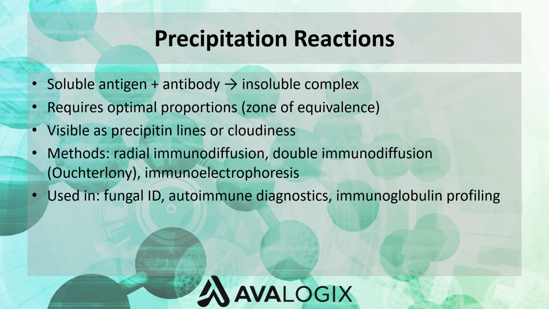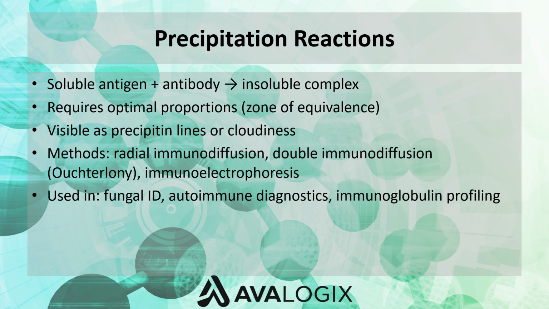The mechanism is based on lattice formation, where the multivalent antibody binds to multiple epitopes on multiple antigen molecules, creating a large network. When the antigen and antibody concentrations are just right, in the zone of equivalence, this lattice becomes large and insoluble enough to fall out of solution. There are several types of precipitation tests.